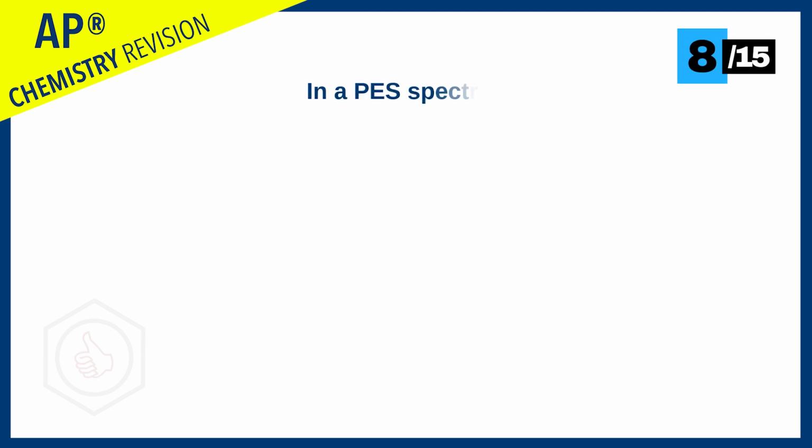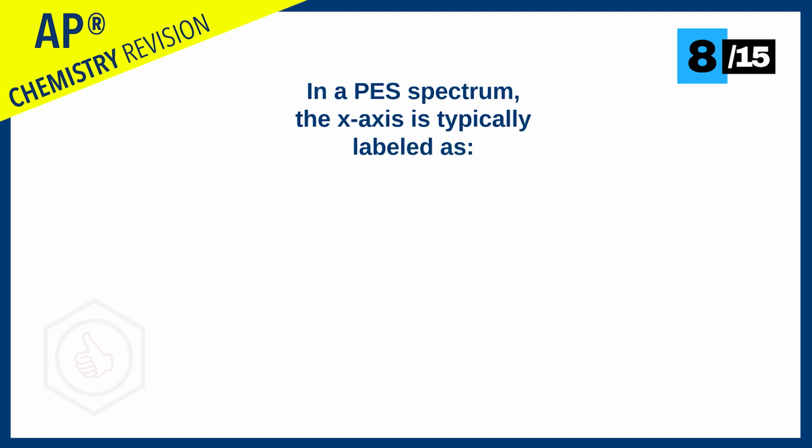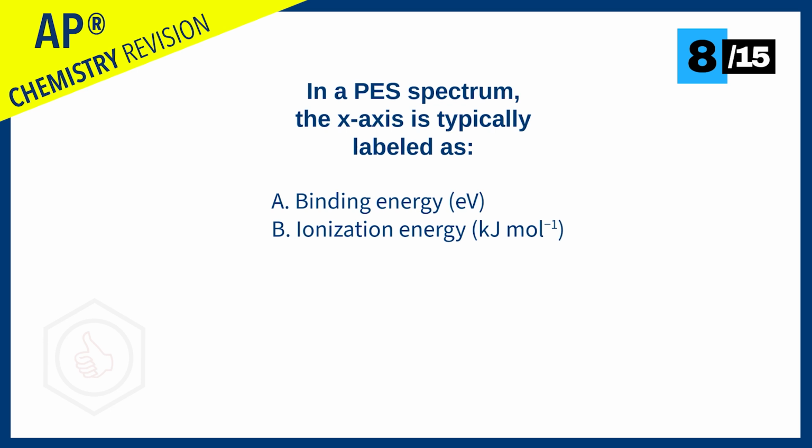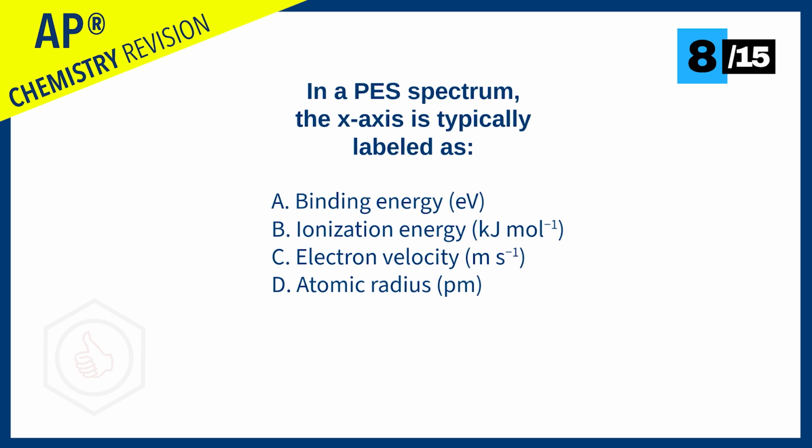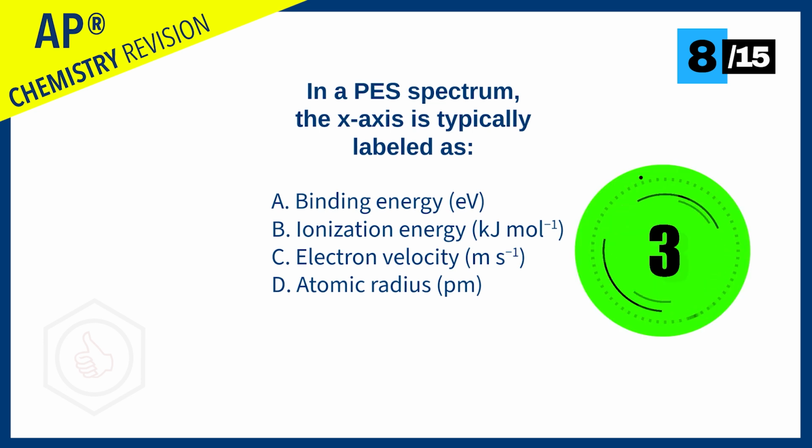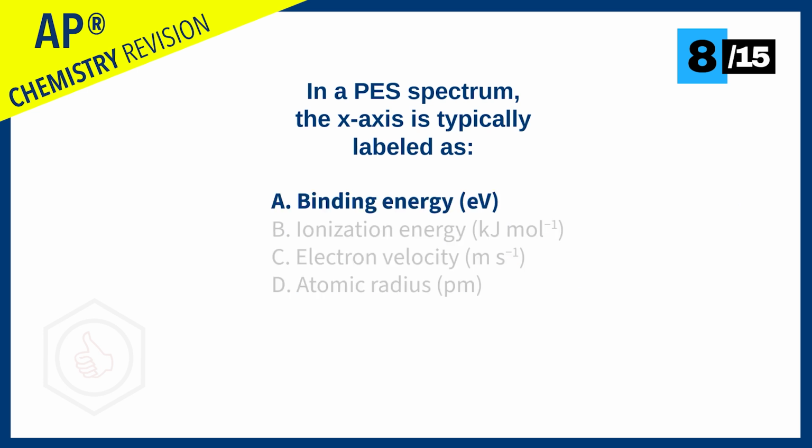In a photoelectron spectrum from photoelectron spectroscopy, the x-axis is typically labeled as binding energy in electron volts, ionization energy in kilojoules per mole, electron velocity in meters per second, or atomic radius in picometers. The answer is binding energy in electron volts, because photoelectron spectroscopy measures the energy required to remove electrons from an atom, and this energy is measured in electron volts. And the height of the peak is related to the number of electrons in the subshell.